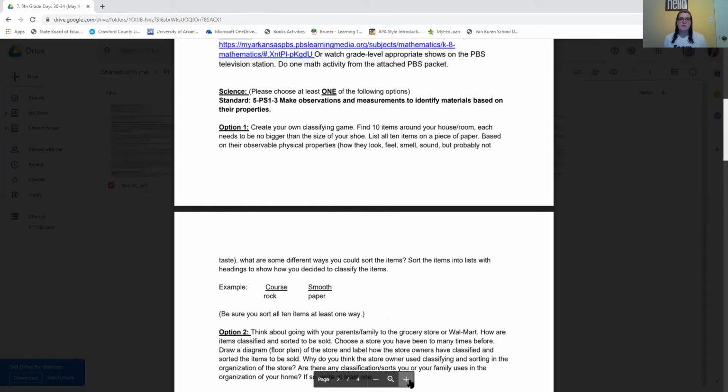Science option 1 says, create your own classifying game. Find 10 items around your house or room. Each needs to be no bigger than the size of your shoe, so don't get something that's huge. List all 10 items on a piece of paper based on their observable physical properties.